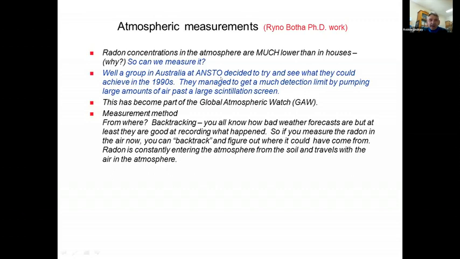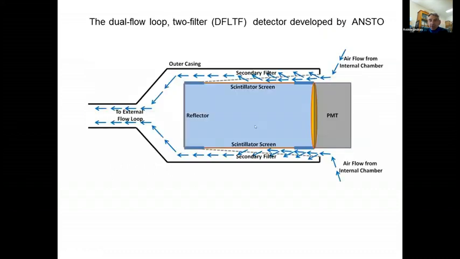So can we measure it? Well, there's a group in Australia at ANSTO in Canberra that looked at this and tried to get better measurements in the 1990s already. And lo and behold, they managed to get a much lower value by pumping a lot of air past a scintillator. Let me show you what they do. So they have a scintillation screen, and I'll show you a picture in a minute where you can see the sizes, and they pump a lot of air moving past here. The radon will decay, the daughters will stick, and it'll cause a lot of ionization, especially the daughter decay as well, which you try to get to happen close to the scintillation screen. And because this whole system is pretty big, you can actually get a fair amount of counts. They call this a dual flow loop, two filter, DFLTF detector, developed by ANSTO.